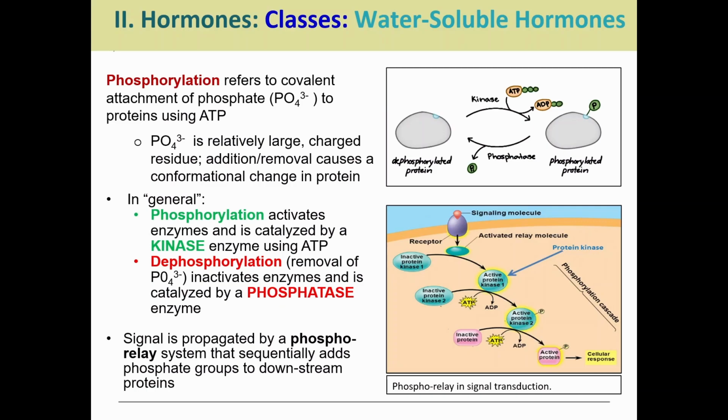That's what I would like you to remember from what we have here on this slide. Remember, phosphate typically acts like a switch for proteins. You can turn it on, you can turn it off. Adding the phosphate usually turns it on, and we can do that using a kinase. Taking the phosphate off usually turns things off and is completed by a phosphatase.